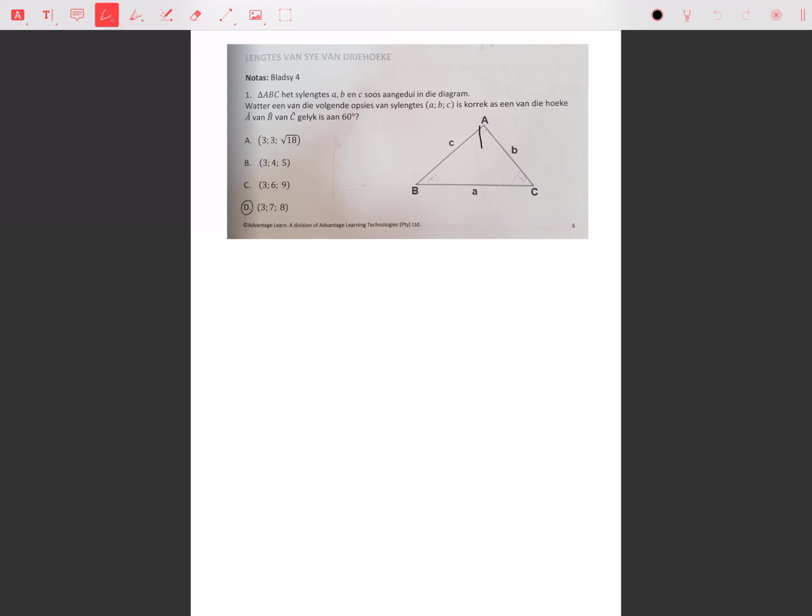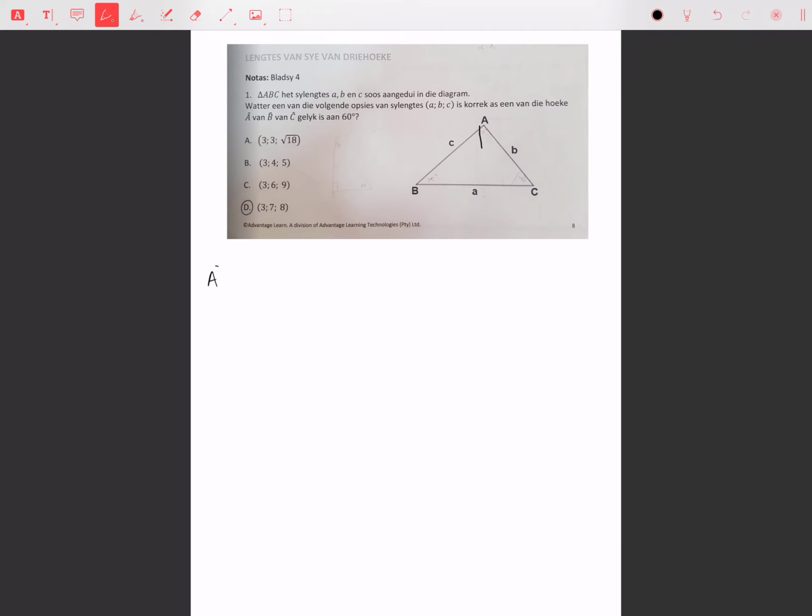Hi, I'm going to be answering this question, which is out of our Advantage Learn NBT workbook. Now, this is quite a difficult question, and the way that we're going to approach it is by process of elimination. So we're going to go through options A, B, and C, see that they're incorrect, so then we can see that the correct option is D. Let's start. What the question is asking is that we need to determine which of these three sides will give us a 60-degree triangle.